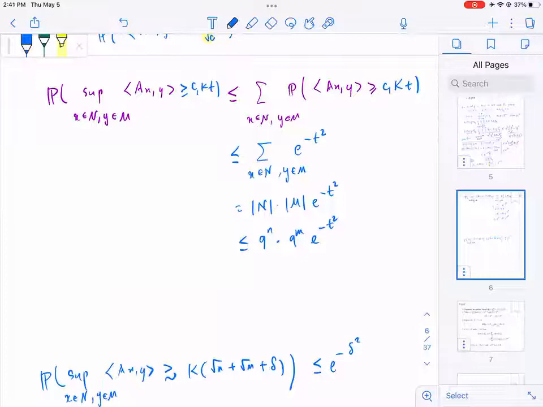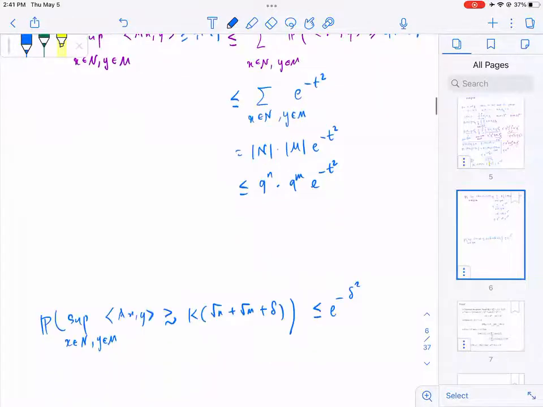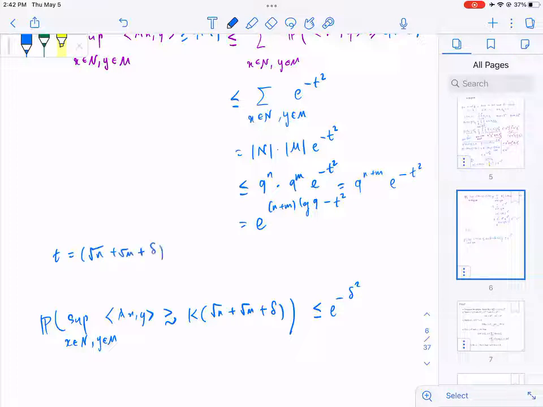We already did the union bound, right? So I want to kill basically these two terms. Let's say I can pick t appropriately to counteract these two. If you look at this, this is just 9 to the n plus m, times e to the negative t squared, which is equal to e to the n plus m log 9 minus t squared. Now let's say t is root n plus root m plus delta, and I want, let's say, 2 log 9.